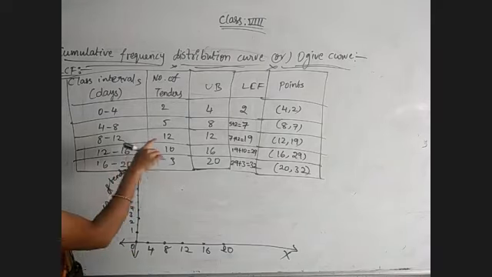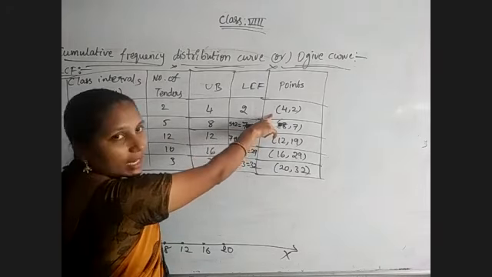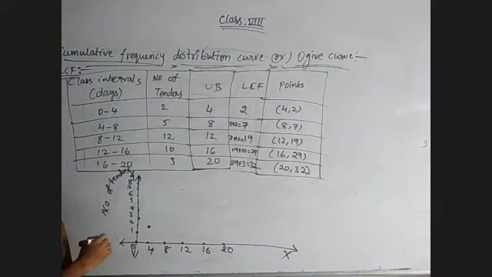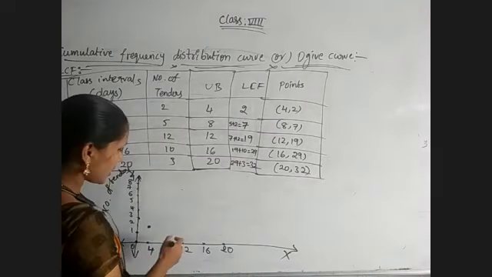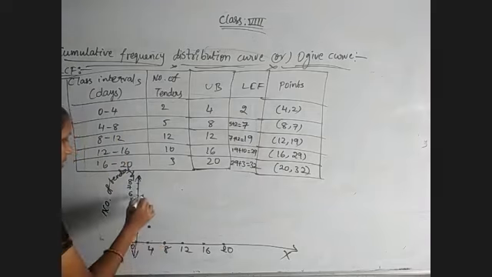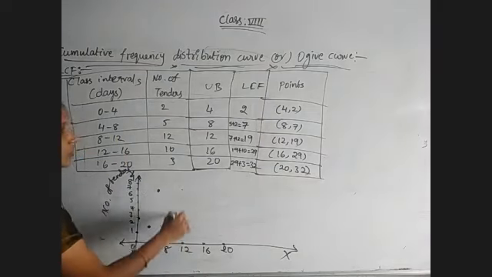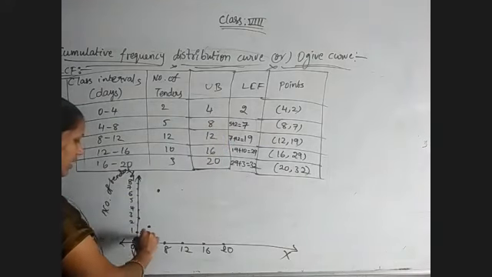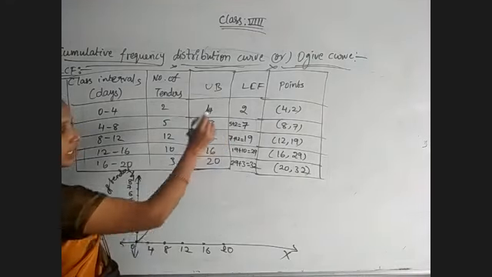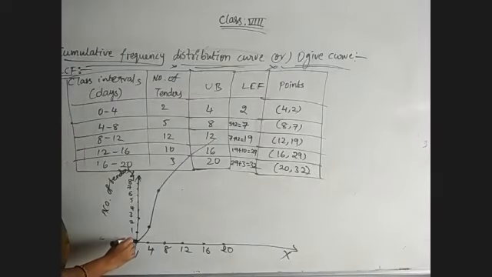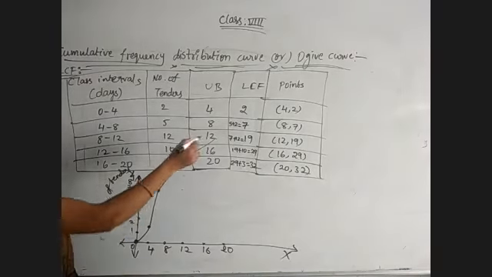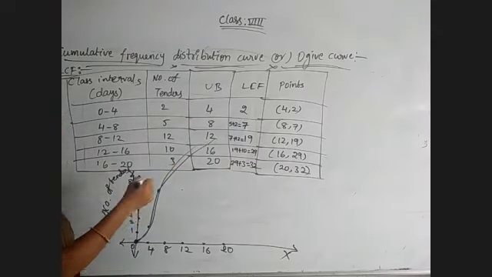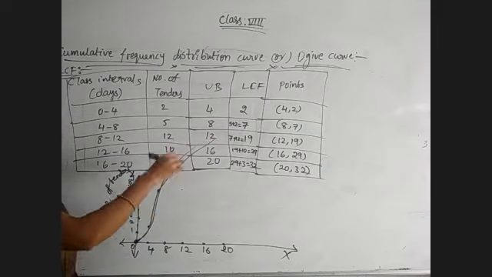Now, what is the point we have? 4, 2. This one, 4, 2 is my first point, and 8, 7. Here I will get 12, 19. Like this we will get the curve. The initial point we will start from 0, 0. Here onwards we have to take. So it will go in increasing order. When you are taking GCF, we will get descending order.